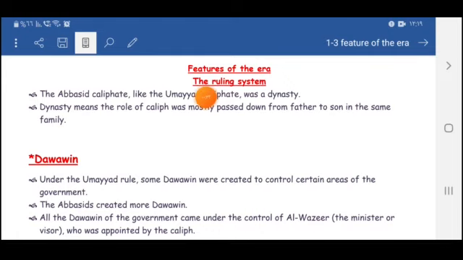Bismillah. First of all, we are going to talk about the ruling system, the system of the government. As you know, the Abbasid Caliphate, like the Umayyad Caliphate, was a dynasty. It means that the rule of the Caliph was mostly passed down from father to son in the same family. They are not elected by voting or something like that. Only the rule passed down from father to son in the same family.